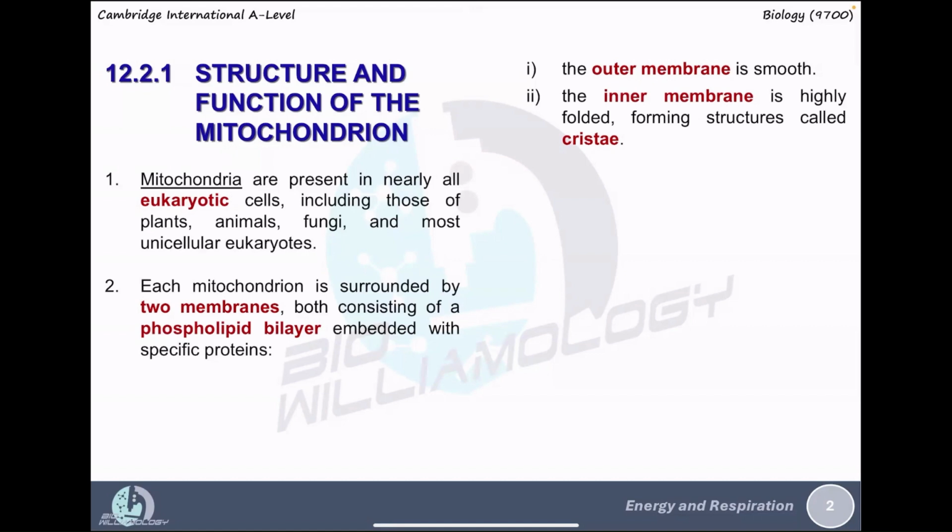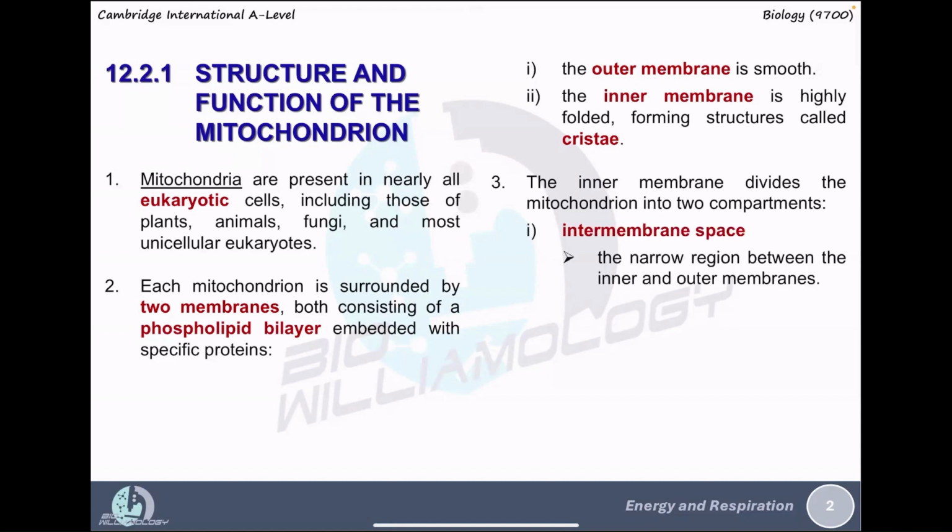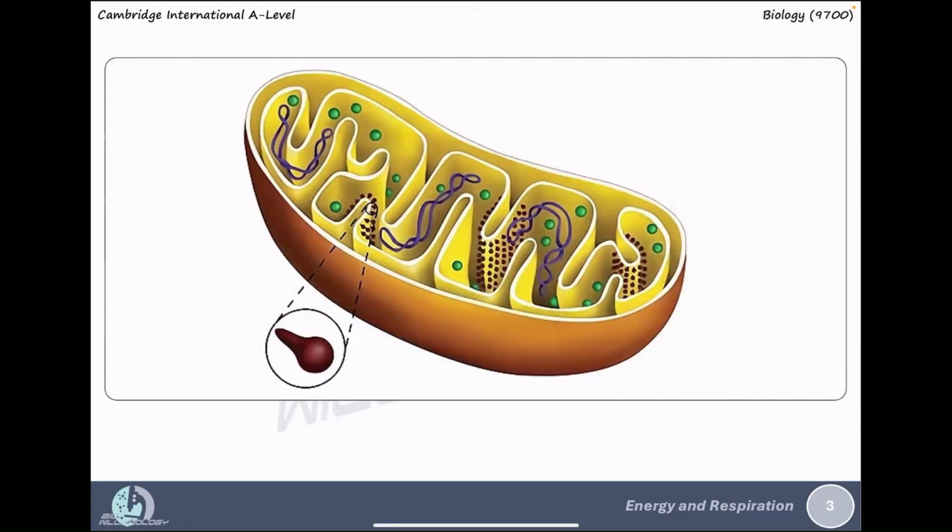The inner membrane divides the mitochondrion into two compartments: the intermembrane space, a very narrow region between the inner and the outer membrane, as well as the mitochondrial matrix enclosed by the inner membrane. Let us look at this structure. First of all, we can see the outer membrane, which is a smooth membrane, and the inner membrane, which forms cristae where we have the folding regions.